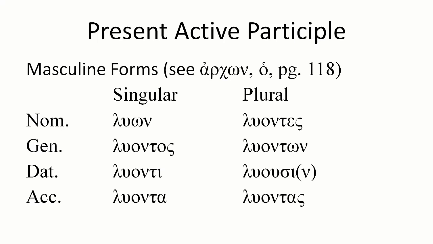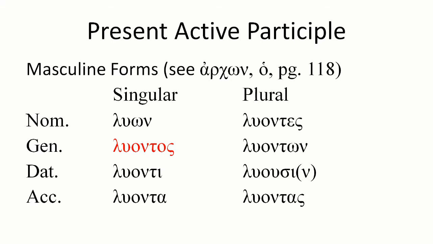Your masculine forms. Now your four cases are down the side there: nominative, genitive, dative, accusative, and then singular and plural. So nominative, masculine, singular, luon. Similar to the third declension nouns, you have a stem change between the nominative masculine singular and then the genitive masculine singular. You can see it there, the red highlight. You can see the stem change there. Luon becomes in the genitive singular luontos.